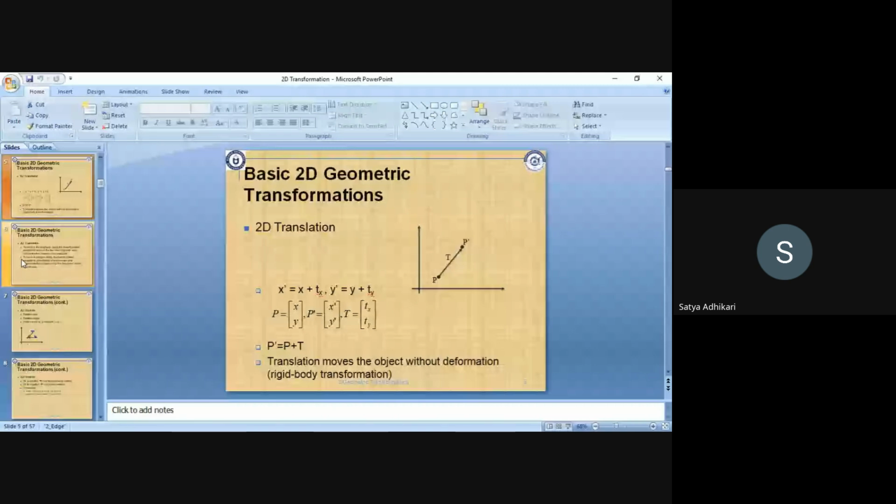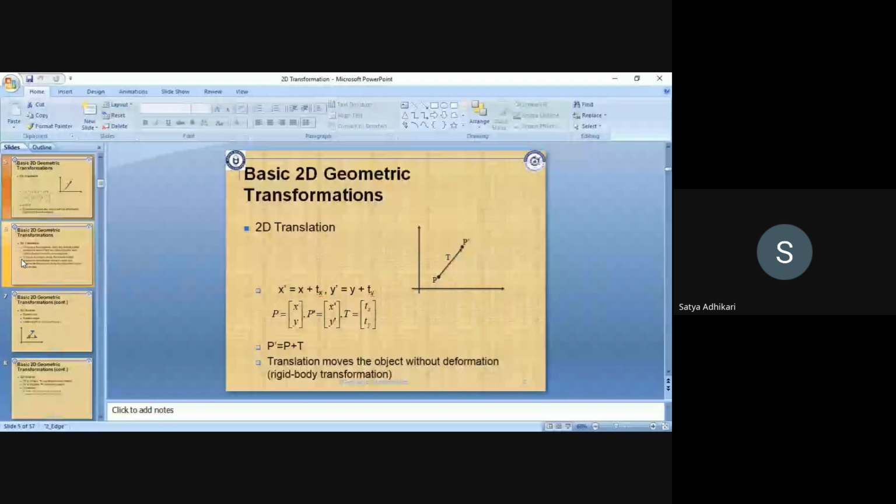That means we have shifted P to P dash by adding some value in X and Y. X dash is formed by adding X plus Tx, and Y dash is formed by adding Y plus Ty. So X dash and Y dash is the new location of that image, or you can say the pixel.